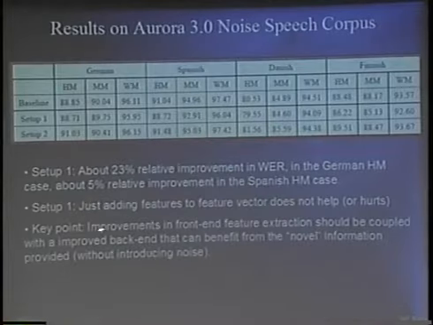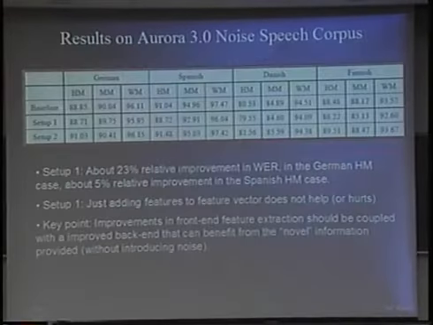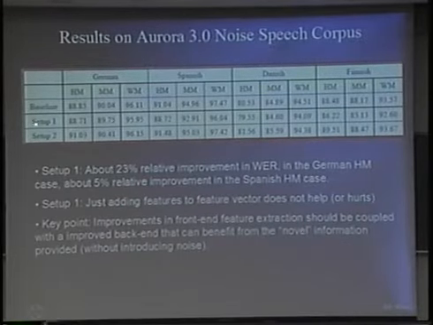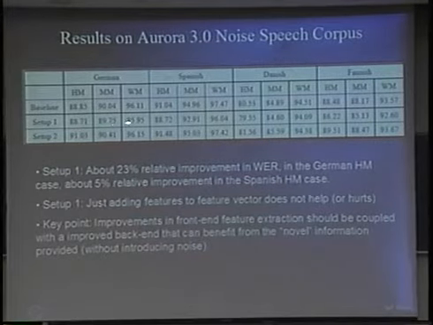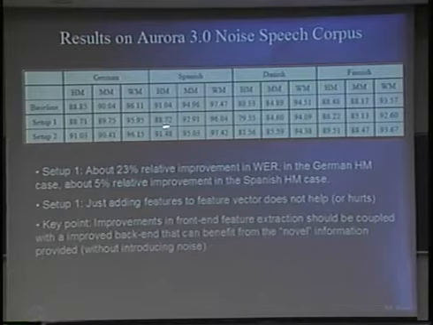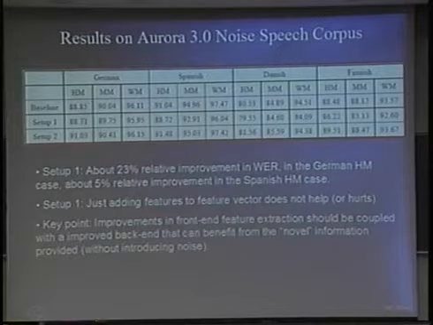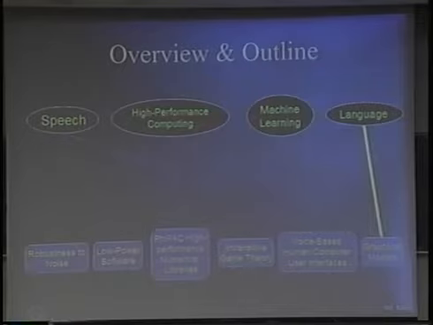We added this feature, and we tried adding it just to the feature vector as is normally done in a speech recognition system, and we didn't get any improvement over the baseline. But if we add it in this word-only way, where it's only attached to the word and only affecting the word, then we get significant improvements. This is on the Aurora 3 noisy speech corpus, and you can see there's a lot of numbers here, but there's quite a bit of improvement.